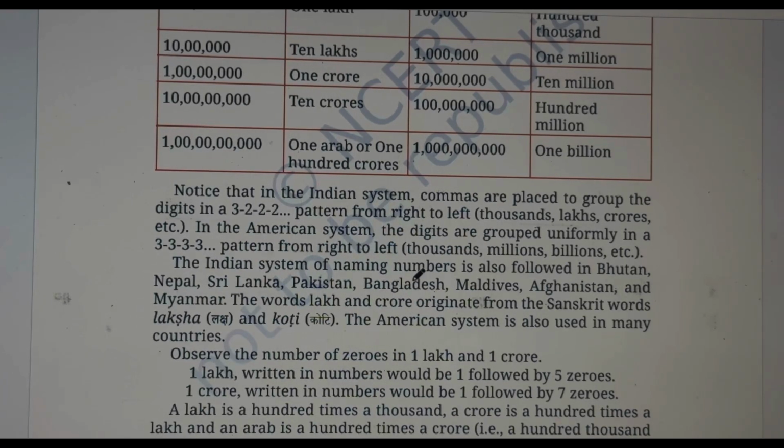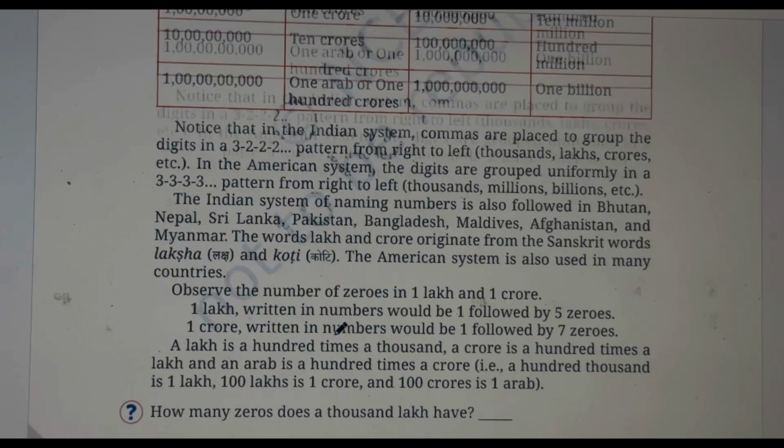Now the Indian system of naming numbers is followed in many countries like Bhutan, Nepal, Sri Lanka, Pakistan, Bangladesh, Maldives, Afghanistan, and Myanmar. Now where does this word originate from? So the words lakh and crore originate from Sanskrit words. That is, lakh is laksh and koti means crore, right? Now the American system is also followed in many countries, right?